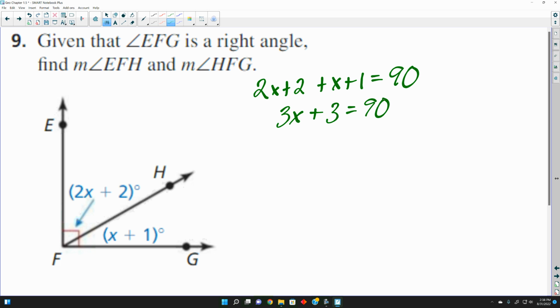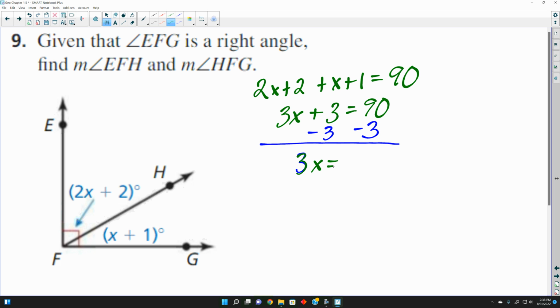We can subtract 3. Now, for this one here, dividing by 3 isn't a bad move. The reason I say that is because 3x, 3, and 90 are all divisible by 3. Is it always going to work out that every single term is divisible by that number? No. That's why we don't normally divide first. It still will work. It just gives us funky numbers. So we're going to minus 3 first.